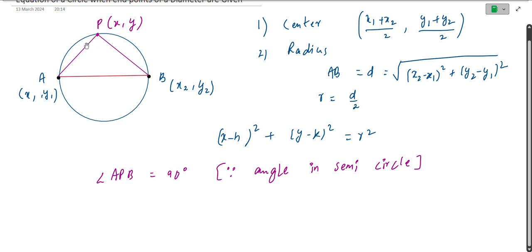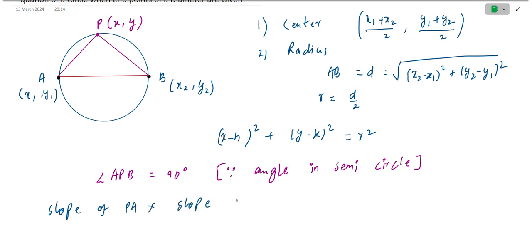Why? Because whenever two straight lines are perpendicular to each other, the product of their slopes must be equal to -1. So now the slope of PA multiplied by the slope of PB is equal to -1. So let me write that condition. Slope of PA multiplied by slope of PB should be equal to -1.